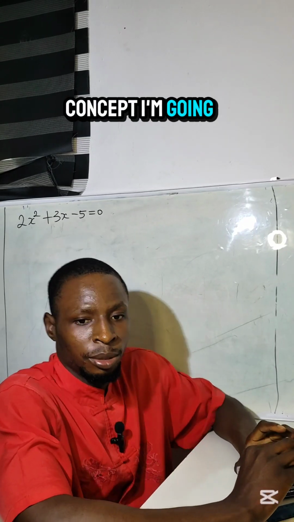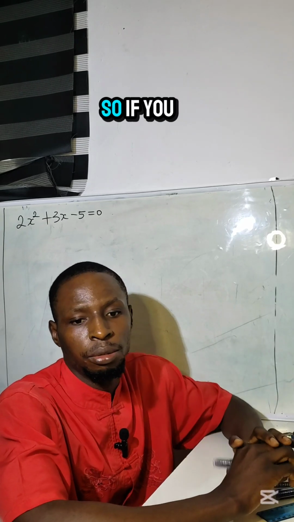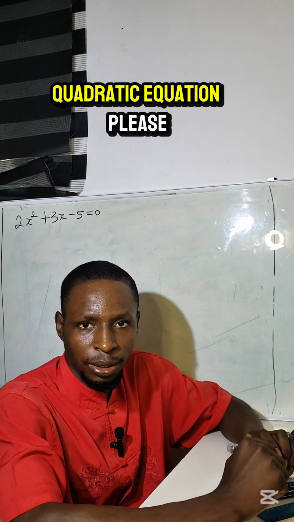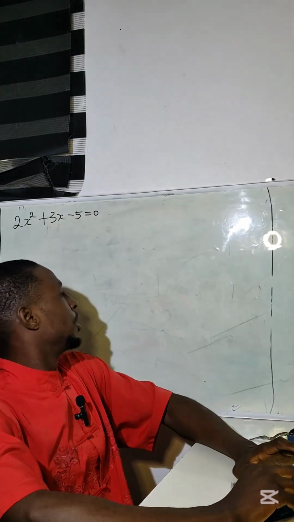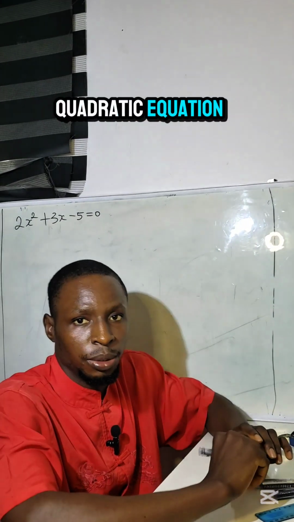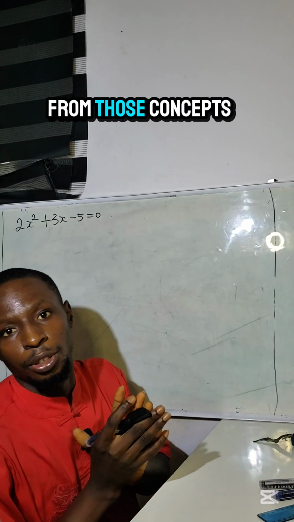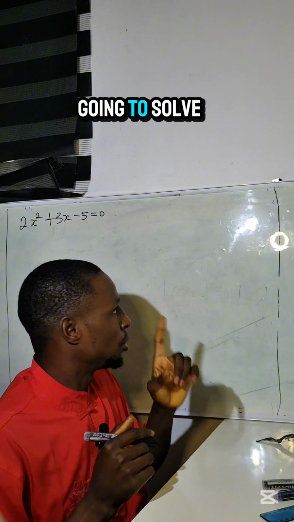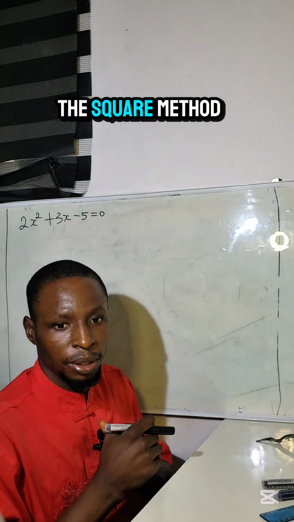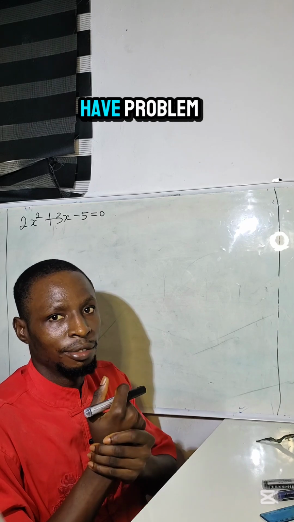Some of the concepts I'm going to be using in this video, I have already explained in my previous video. So if you have not watched my videos on quadratic equations, I advise you to scroll down and watch them, because I'm going to be operating from those concepts. Now we already have an example on the board, and we are going to solve it using the completing the square method, because I have discovered that most students have problems with it.